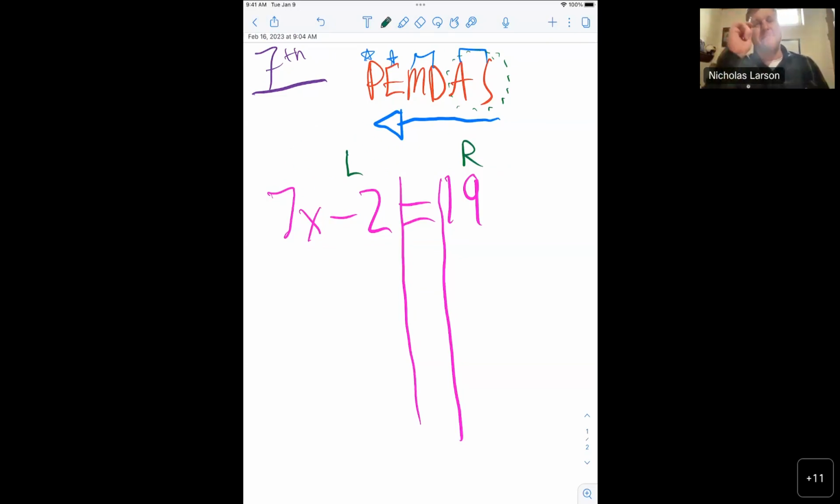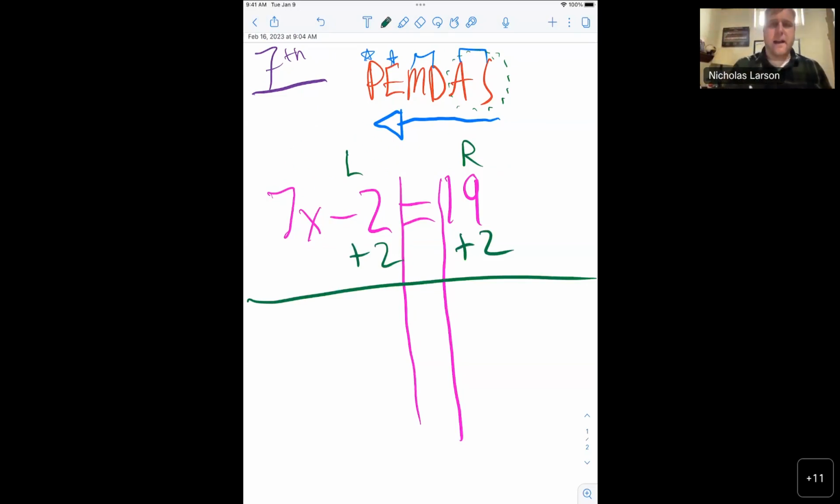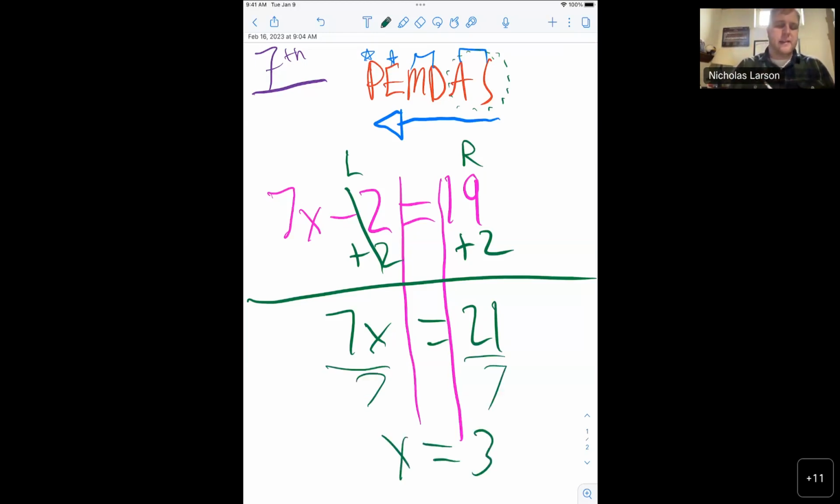So I think, what's the opposite of subtracting 2? That's going to be adding 2. And anything I do on the left, I have to do on the right. So now I'm left with 7x equals 21. This says 7 times x equals 21. How do I undo that? I need to divide by 7 to get an answer of 3.